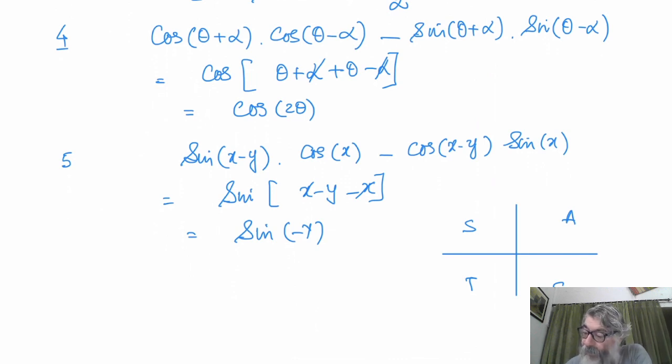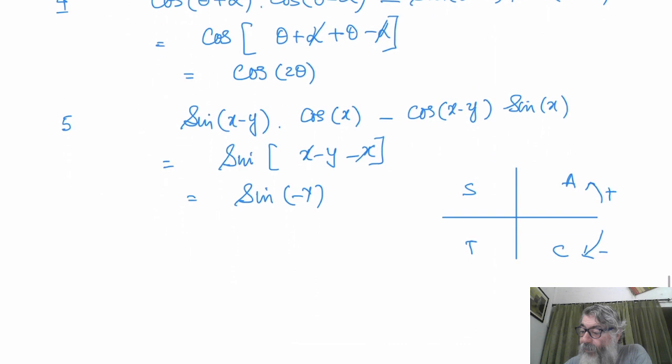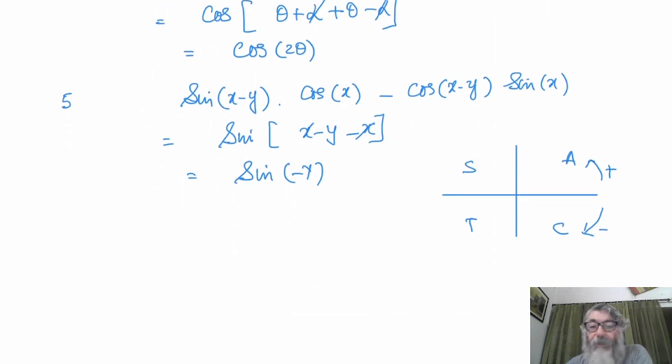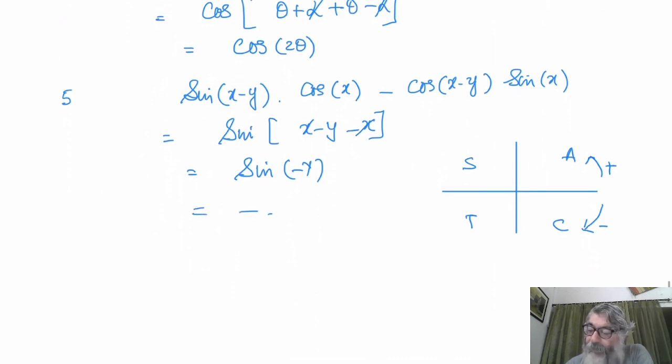When we talk of minus theta, it will come in this direction, because the anti-clockwise direction is positive and the clockwise direction is negative. So whenever it is minus y, it will come into the fourth quadrant. In the fourth quadrant only cos and sec remain positive, the rest become negative. So minus sin y.